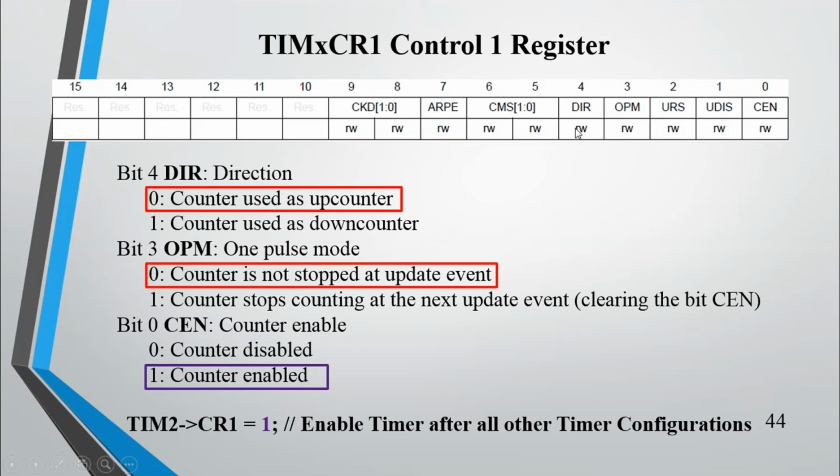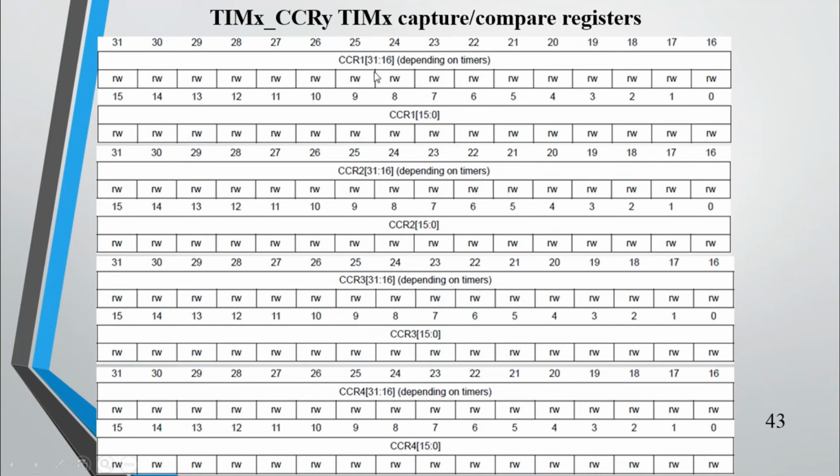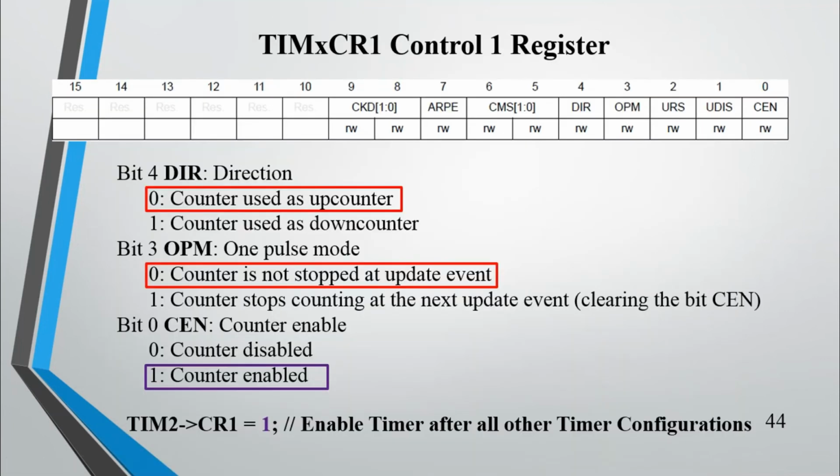Then the 4th bit is direction. What should my direction be? My timer counter should be configured as an up counter. So what value should I write? 0. Because here I am assuming that my counter is counting from 0 to ARR. It will be counting from 0 to ARR, and each time the timer is incrementing, the timer counter is compared with the CCR1 register, whatever value you are writing here. When both the CCR1 and the timer counter value are equal, we will toggle the timer channel 1 output.